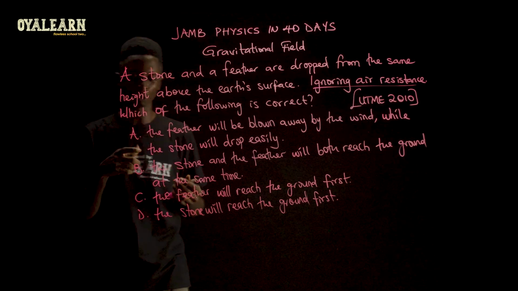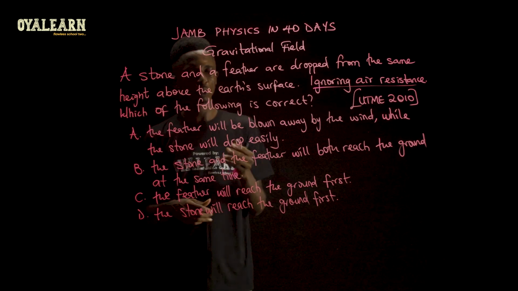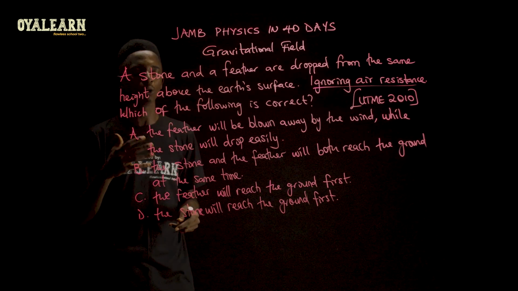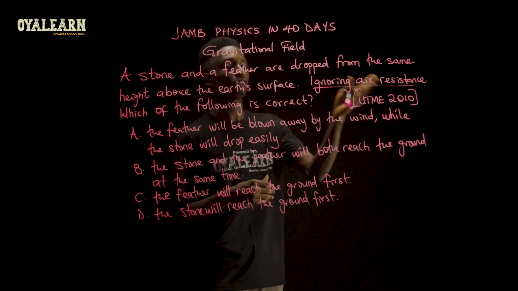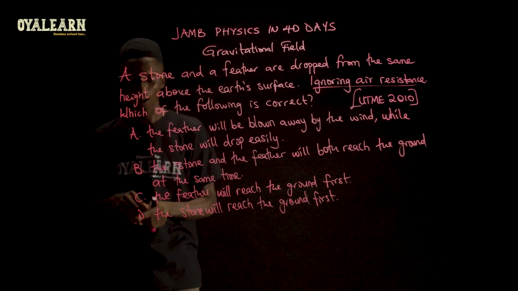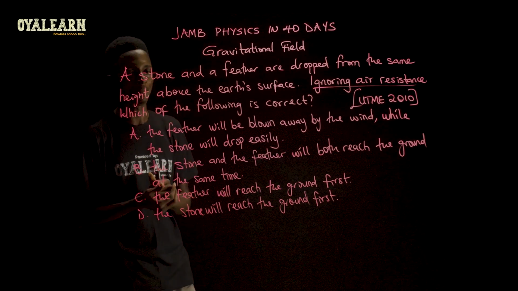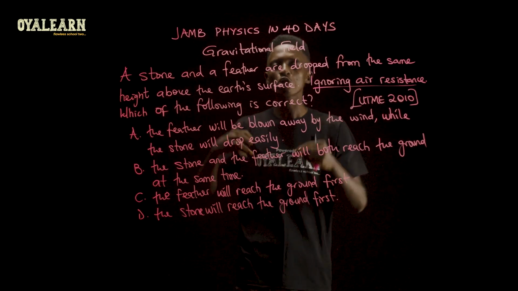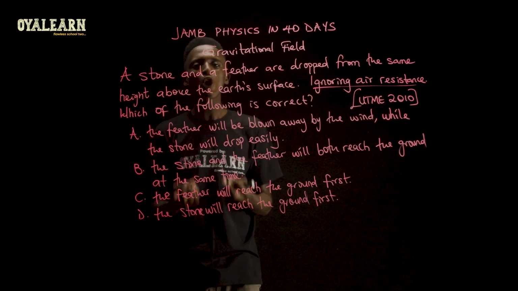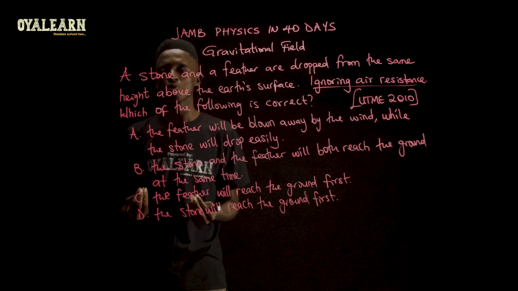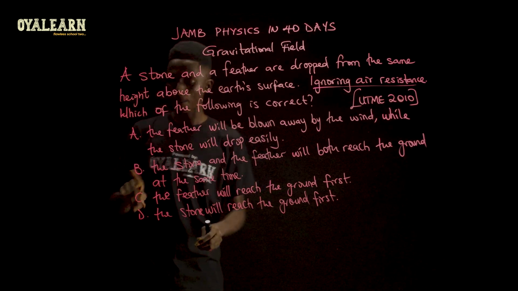Now, the first statement in option A says, the feather will be blown away by the wind while the stone will drop easily. Now, this is what will happen when air resistance is factored in. But in the question, we are asked to ignore air resistance, so this is false. B says the stone and the feather will both reach the ground at the same time. And this statement is correct because when you drop two objects, regardless of their mass, they are all going to experience the same acceleration due to gravity, which means they will travel to the ground at the same time. So B is correct.